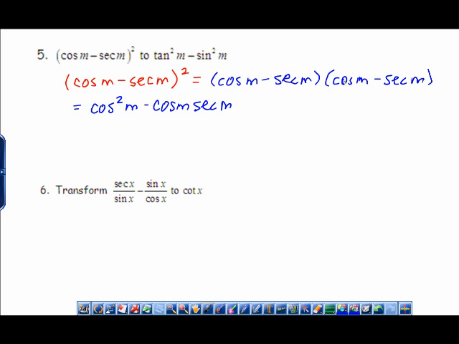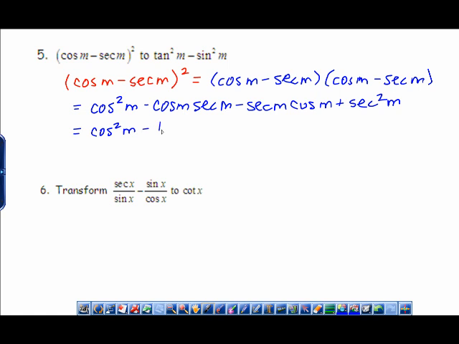On the next part of the distributing, I have negative secant m times cosine m. And again, I know that these two things are going to turn into one. I'll get to that in the next step. Okay, and then I have negative secant m times negative secant m. That's going to be plus secant squared m. All right. Now, whatever is easiest to simplify, let's take care of that next. So I have, just rewriting my cosine squared m. Cosine times secant, if it's of the same angle, is going to give you a 1.